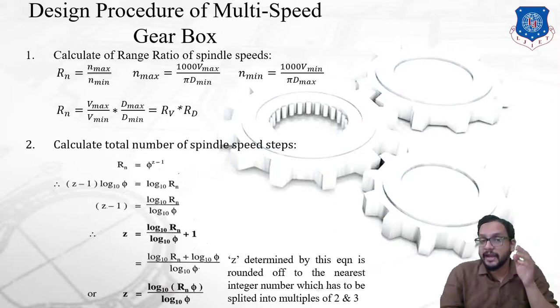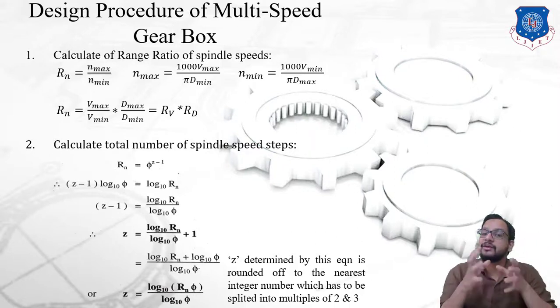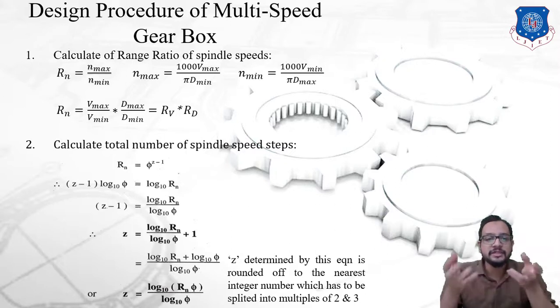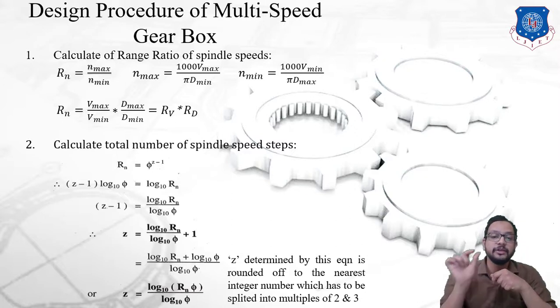Now next we need to calculate the total number of spindle speed steps. So what is a spindle speed step? It is basically the number of speeds available in a gearbox. That is, we usually say a 6-speed gearbox, 8-speed gearbox. So this 8 indicates the speed steps available. Okay, so that is denoted by Z. Remember, denoted by Z. Now what is the relation for that?